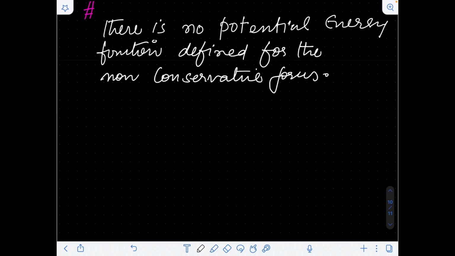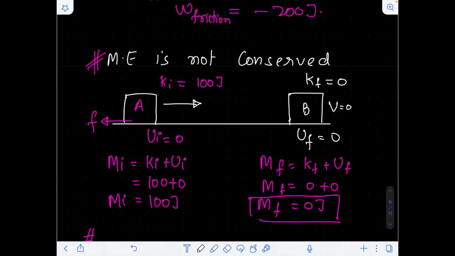Okay, so usually we see that due to these non-conservative forces like frictional forces or fluid resistance forces, the mechanical energy decreases. As in this example, we see that the mechanical energy initially is 100 joule, but finally the mechanical energy becomes 0 joule. It means that the mechanical energy decreases. So these forces are also known as dissipative forces, because the mechanical energy decreases.